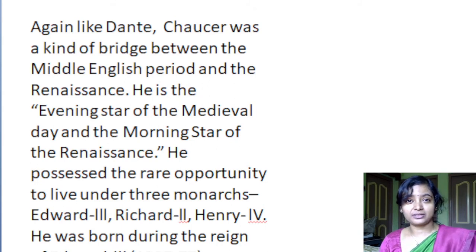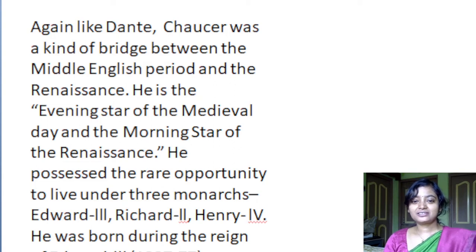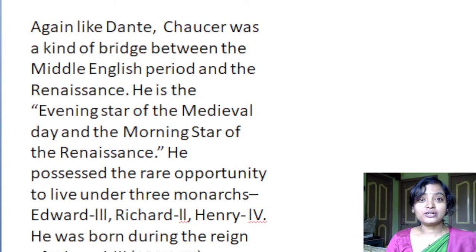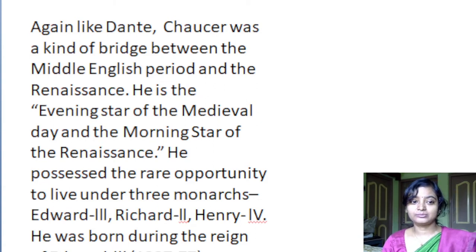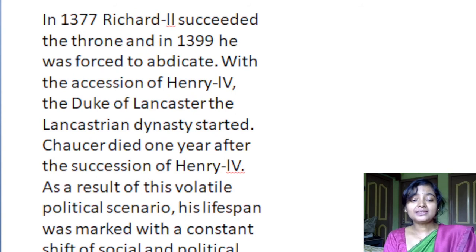This is very important for short questions or multiple-choice questions. Chaucer lived under three monarchs: Edward III, Richard II and Henry IV. He was born during the reign of Edward III, 1327 to 77. In 1377, Richard II succeeded to the throne and in 1399 he was forced to abdicate.